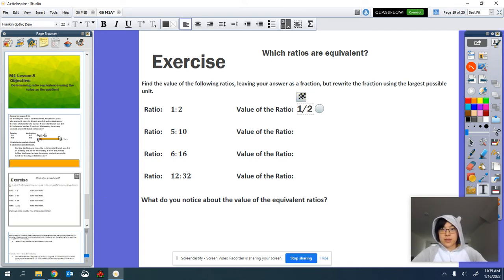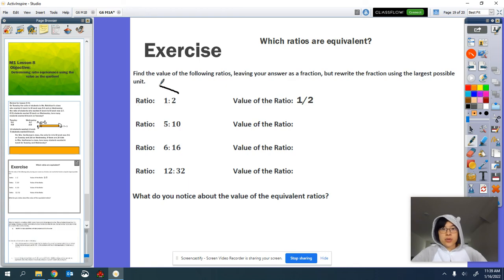Gonna pause real quick, think about it. Okay, if you said 1 to 2 is equivalent to 5 to 10, you are correct. And if you haven't noticed, 6 to 16 is equivalent to 12 to 32.